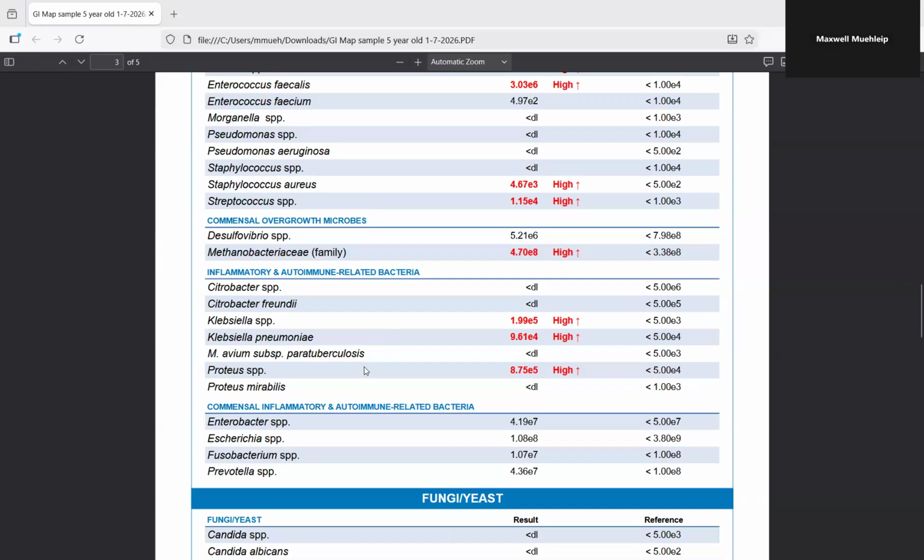The Proteus species down here, this is associated with symptoms of bloat, gut pain, gas, diarrhea, and bowel changes, as well as a sense of fullness.